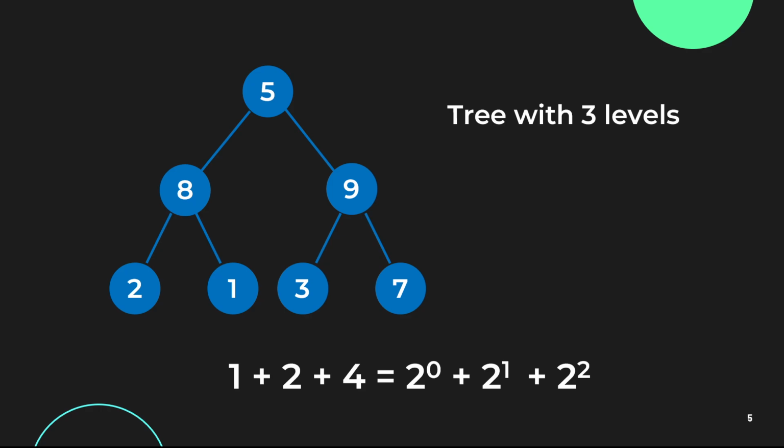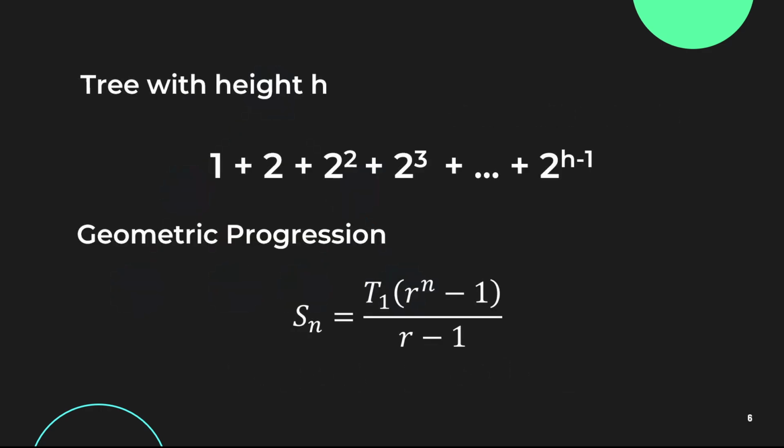So this forms a geometric progression. 1 plus 2 plus 4 plus 8 plus 16 plus 32 and so on and so forth. This is the maximum number of nodes you can have with a certain height h. So from 0, 1, 2, 3 until h minus 1, I have a total of h elements here. Because 0 plus 1 plus 2 plus 3.